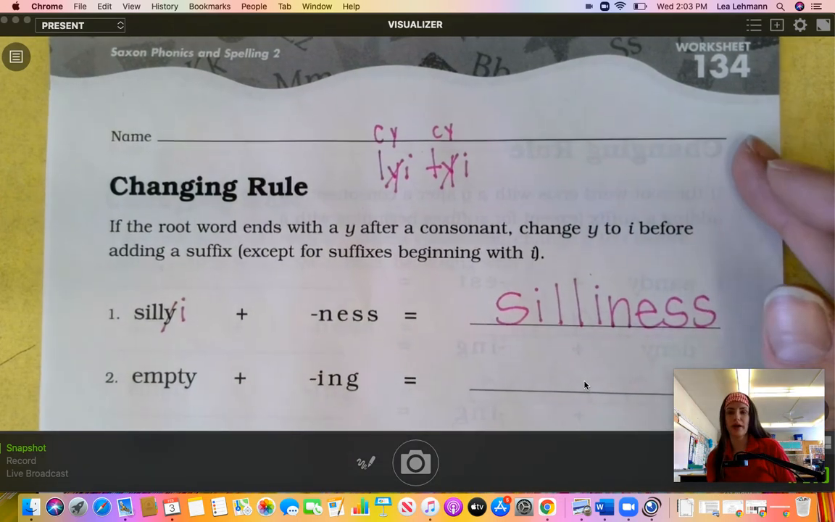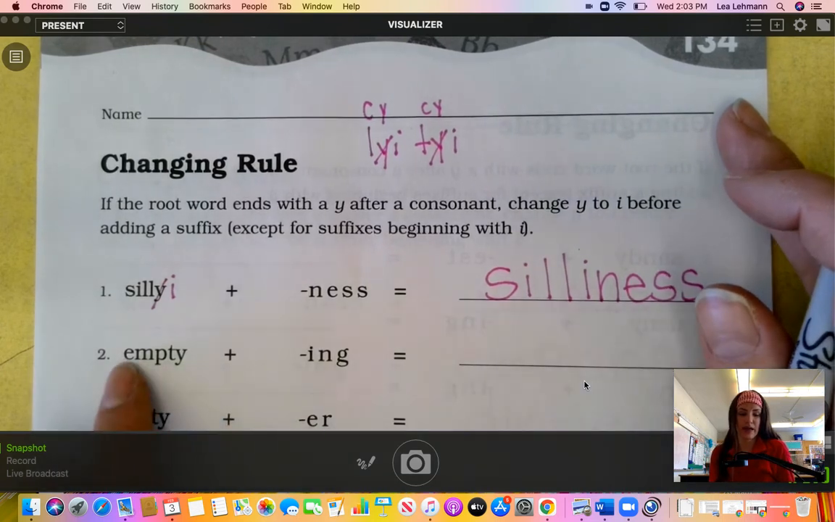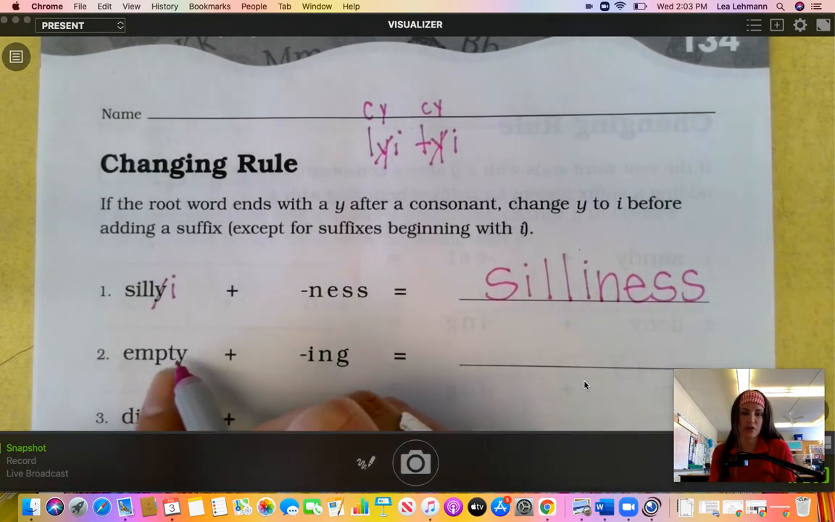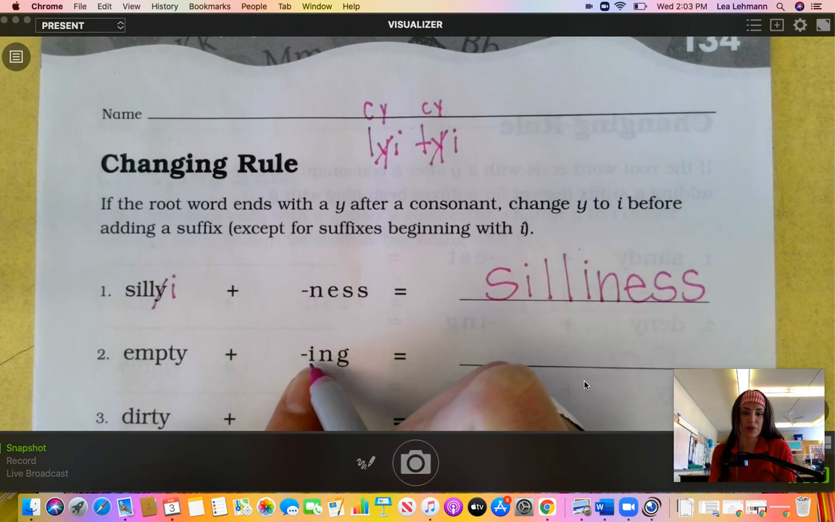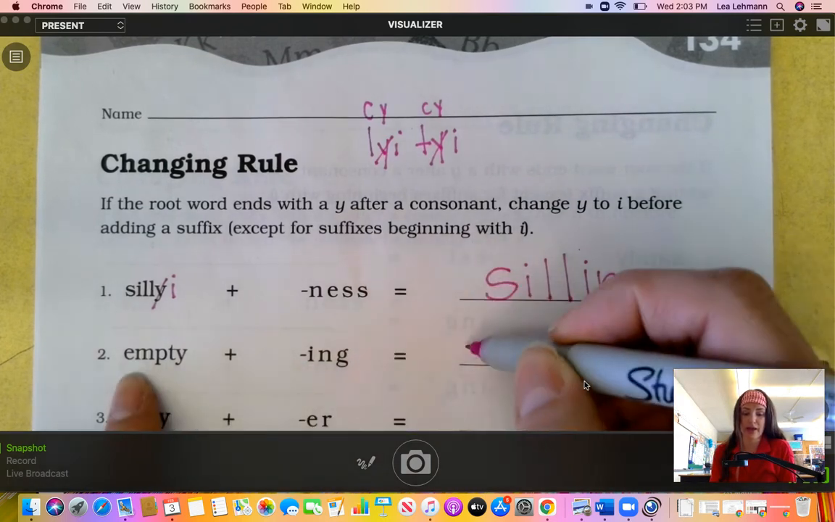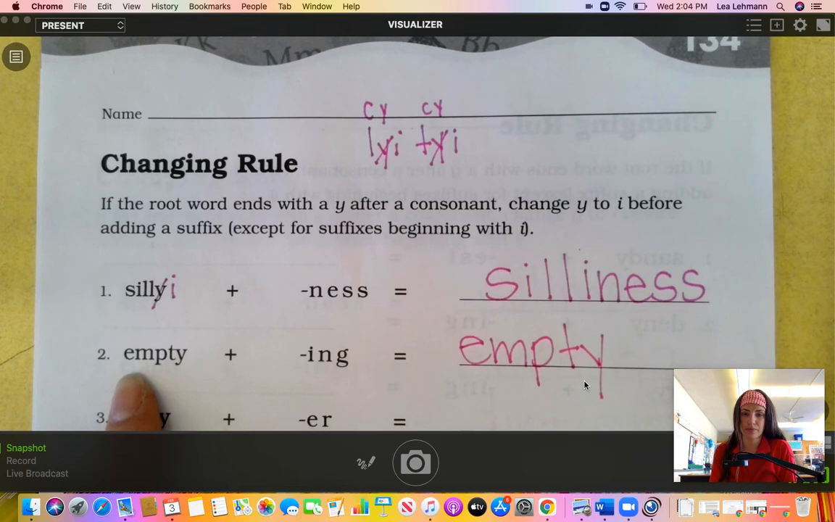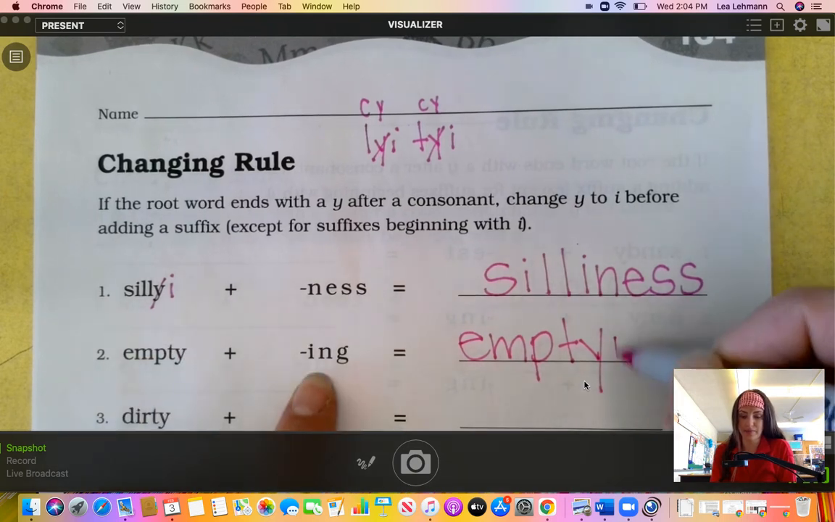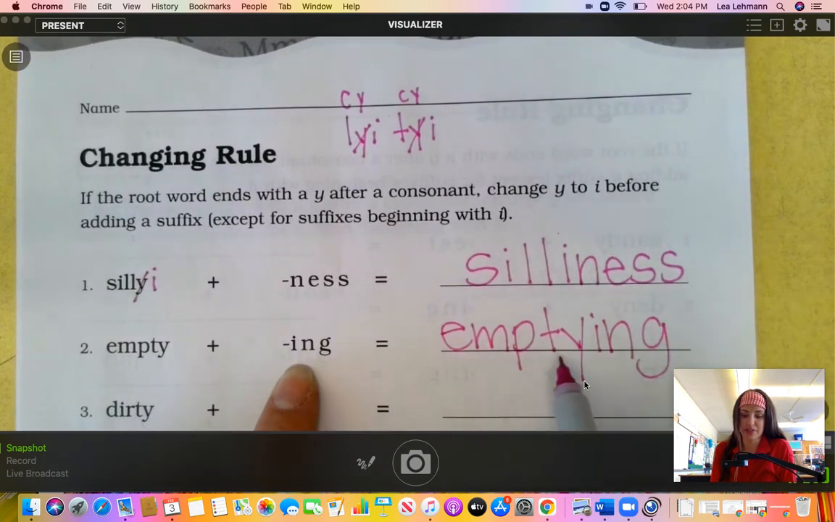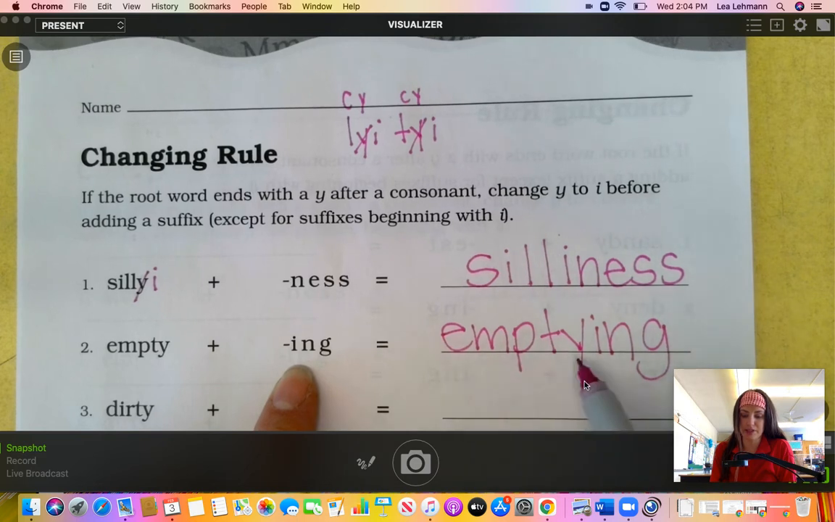Now, number two is a little different. It has empty. Now it ends with a consonant Y. But I'm going to look over here. If that one begins with an I, don't change anything. I just write this as is. So I write empty, and then I write ing. So now I have emptying.